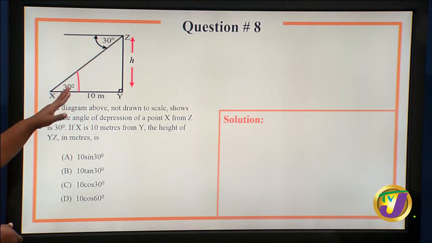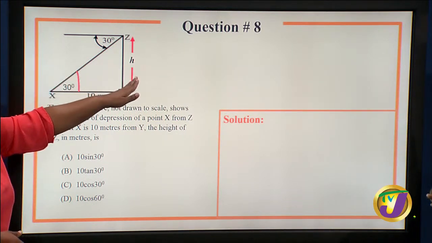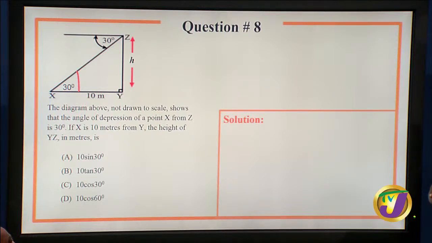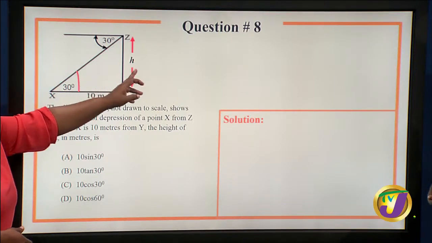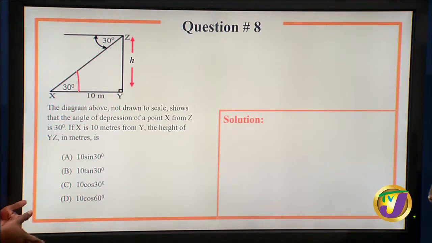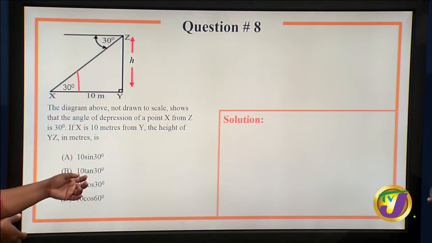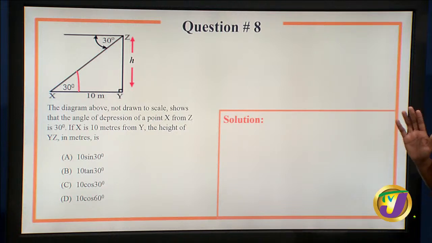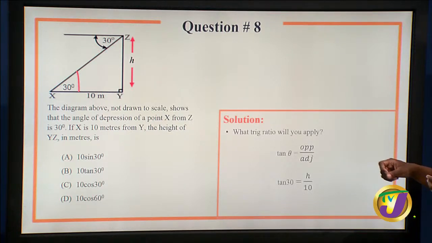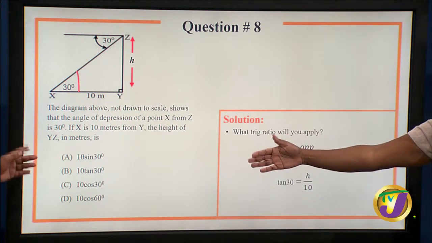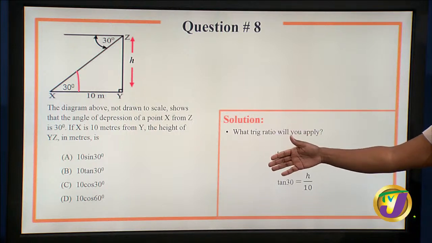So we have 30 degrees, we need to find the opposite, and we also know the length of the adjacent side. So we do have enough information to use opposite divided by adjacent, and the ratio that deals with that would be the tan ratio. By looking at it, no other computation is needed, because the tan ratio is based on the solution set given right there.